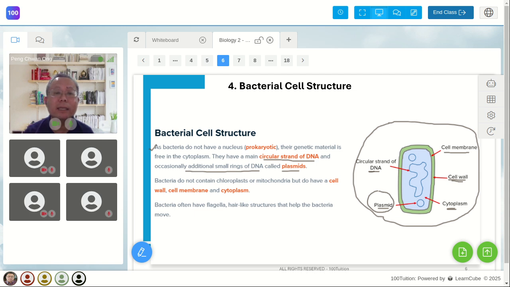And basically the bacteria have flagella, which are hair-like structures, right? That help the bacterial cells to move. Okay, but our focus is on the structures of the bacterial cell.